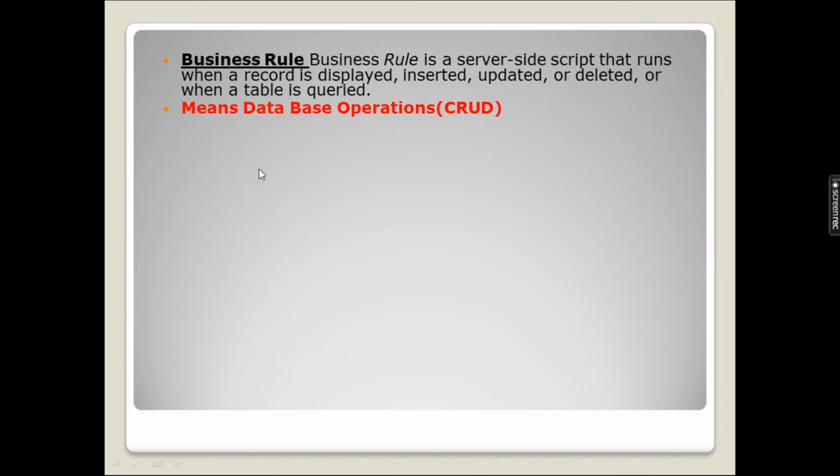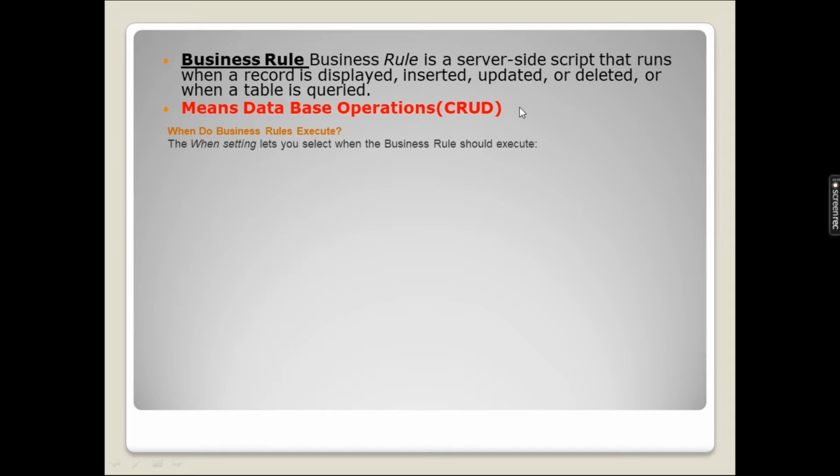Let's go back. Over here, you will notice it is used for database operations, CRUD operations. C for create, R for read, U for update, and D for delete. So creating any record of a table, reading anything from the table, updating anything, and deleting anything from the table.